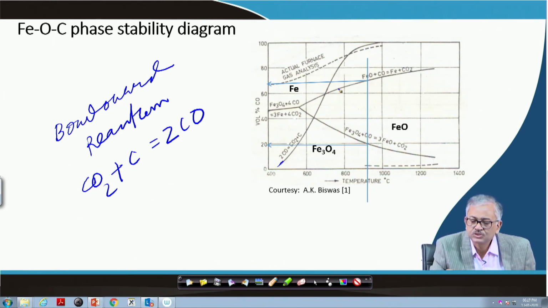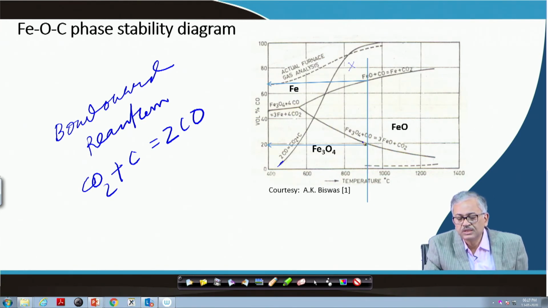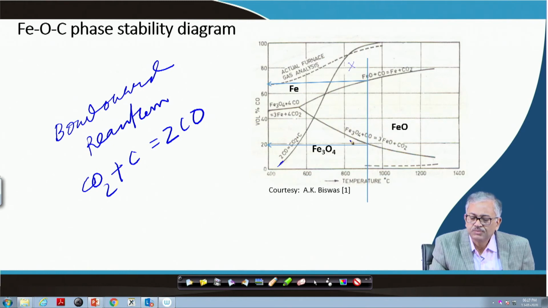So, this line gives you the equilibrium composition of the blast furnace gas, and these lines show you the FeO-Fe equilibrium line. If the gas composition is somewhere here, you can expect that iron will be stable here, okay. And in this region, because it is below, FeO will be stable, and this line is the Fe3O4 to FeO equilibrium, Fe3O4 plus CO forming FeO plus CO2. Below this line, Fe3O4 is stable in this region.